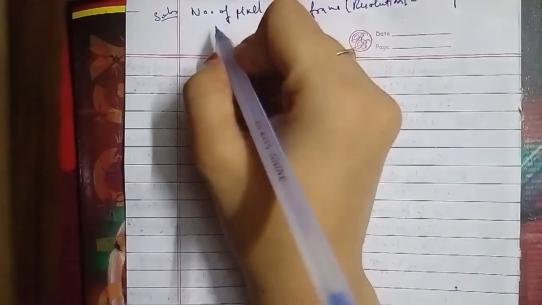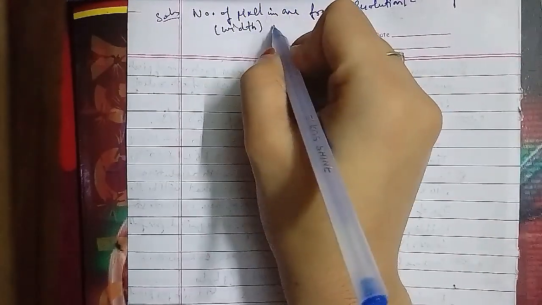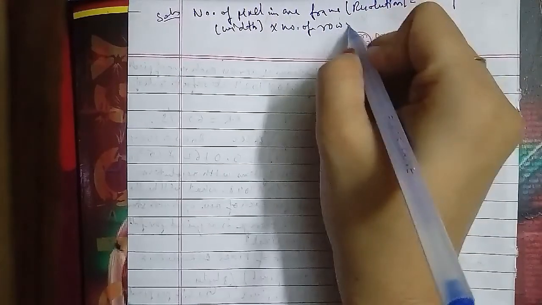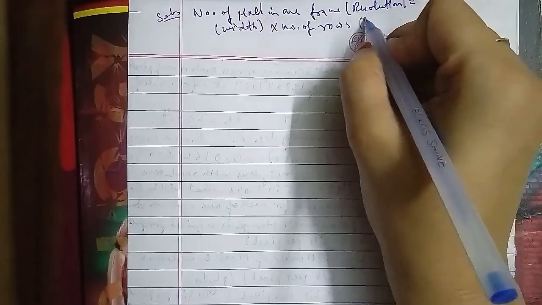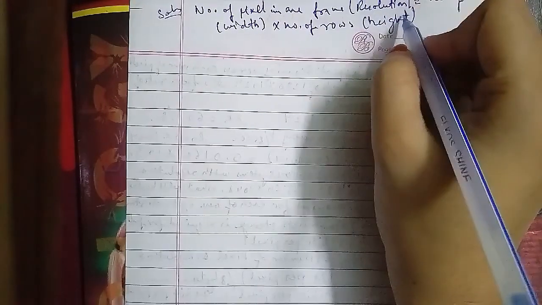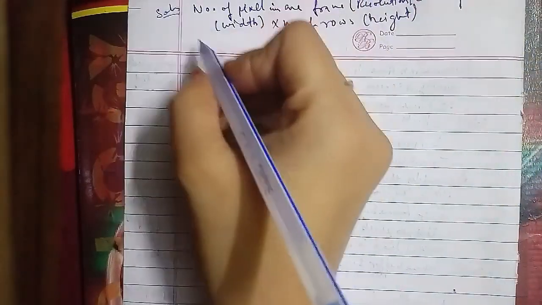And so the number of pixels in 60 frames is equal to the resolution multiplied by 60. So hence for the first part, what they had told you about is to find the resolution.